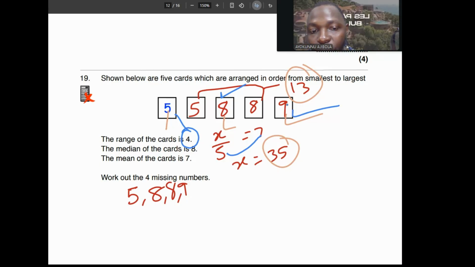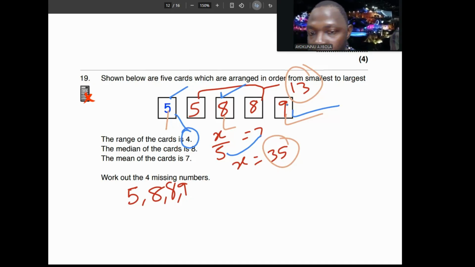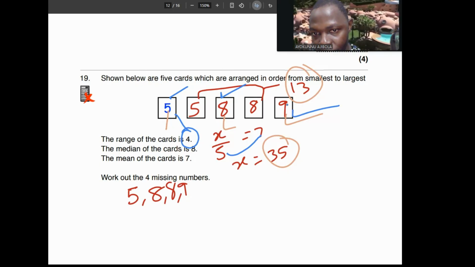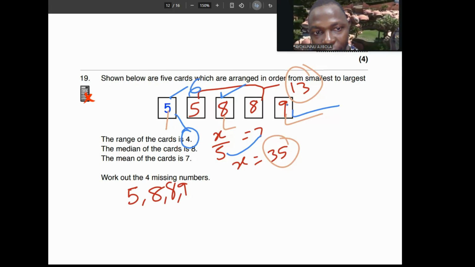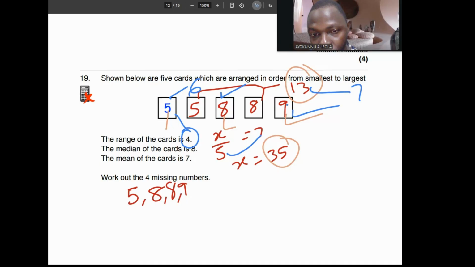So how do I now distribute the 13 into the second and the fourth boxes? If I put 1, it is less than 5, so it's not possible. 2, less than 5. 3, less than 5. 4, less than 5. I don't want to put 5 yet. Let me put 6. If I put 6, out of 13 remains 7. How can 7 go above 8? It's not possible.